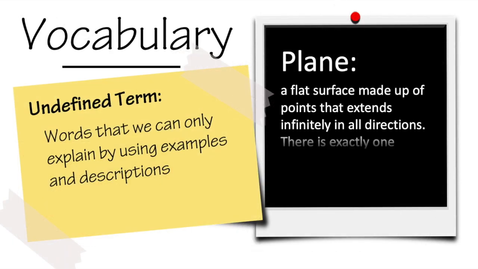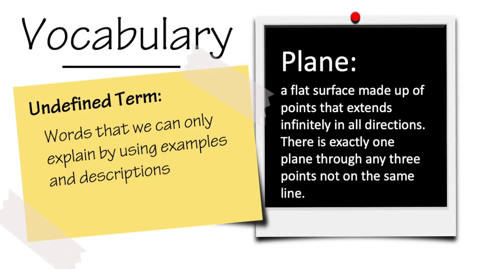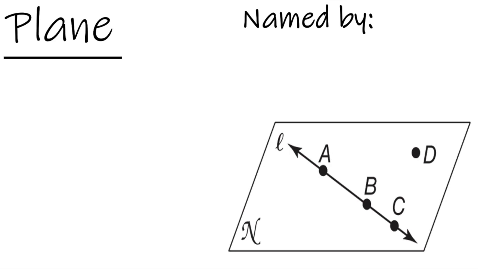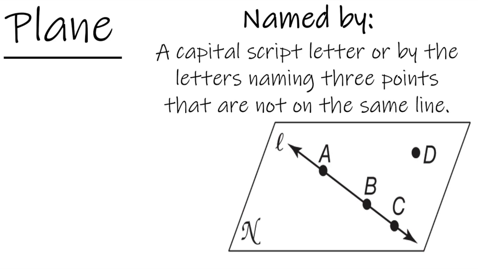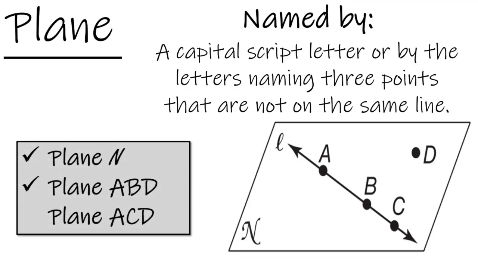Okay, plane. A plane is a flat surface made up of points that extends infinitely in all directions. There's exactly one plane through any 3 points that are not on the same line. A plane is named by a capital script letter, the line was lowercase script, this is capital, or by the letters naming 3 points that are not on the same line. This is when you get to name 3 points, okay? So plane N or plane ABD or plane ACD, there's a lot of different options. But what you can't use is plane ABD because they're all on the same line.